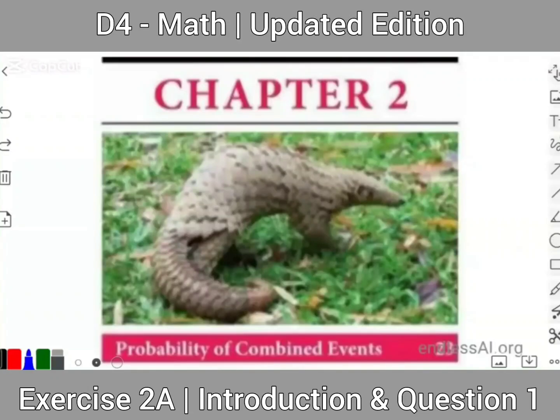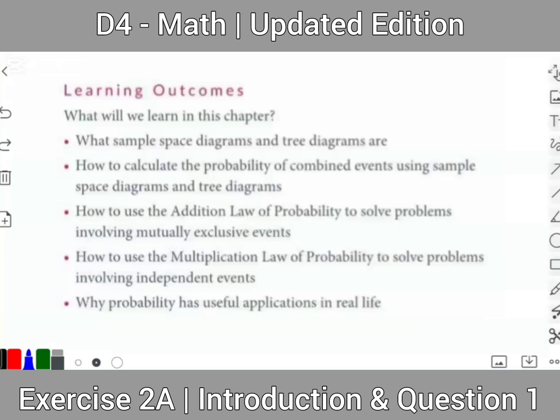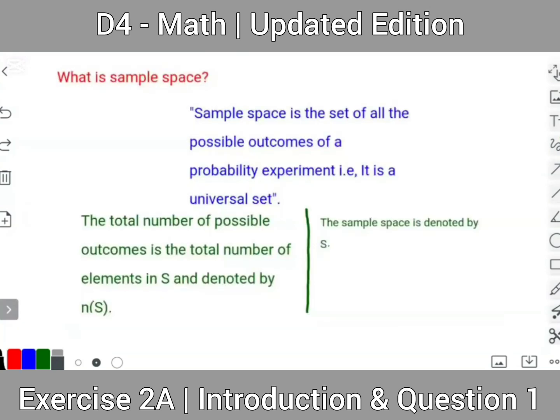With chapter 2, the probability of combined events. What will we learn in this chapter? What sample space diagrams and tree diagrams are, how to calculate the probability of combined events using sample space diagrams and tree diagrams, how to use the addition law of probability to solve problems involving mutually exclusive events, and how to use the multiplication law of probability to solve problems involving independent events, why probability has useful applications in real life. Now, start with a definition of sample space.